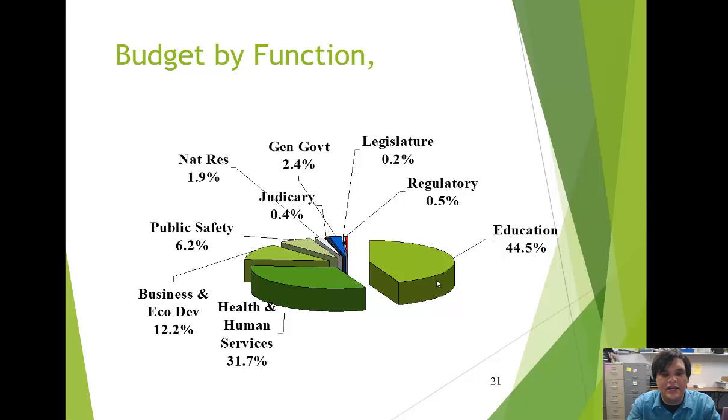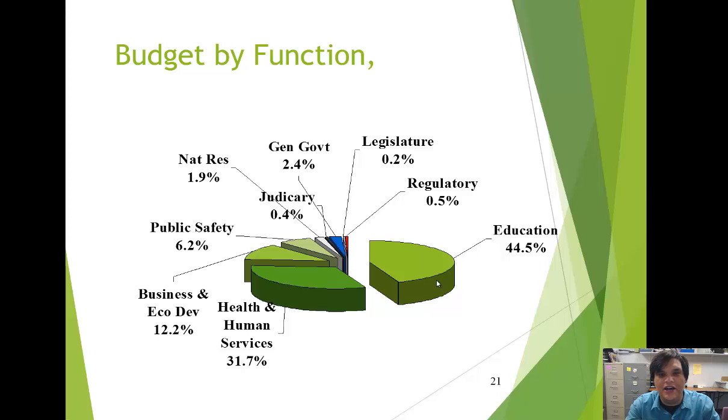12.12% business and economic development. 6.2% public safety. National Reserve parks and things like that, 1.9% of the budget. Judiciary gets 0.4% of the budget. General government functions, 2.4%, legislature, 0.2%, and regulatory commissions are at 0.5%. So Texas spends most of its budget on education and health.